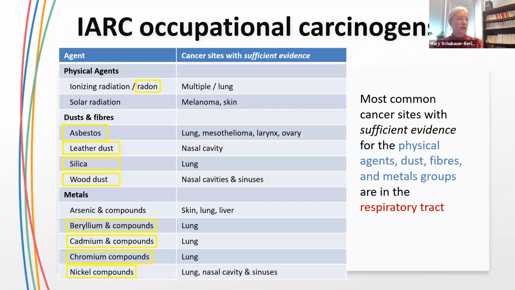So just to show you some of these here, the ones that are highlighted in yellow have cohort studies associated with them and probably leading to the greatest source of evidence. One commonality is that cancer sites that have sufficient evidence for the physical agents, the dust, fibers, and the metals group typically have this evidence in the respiratory tract.